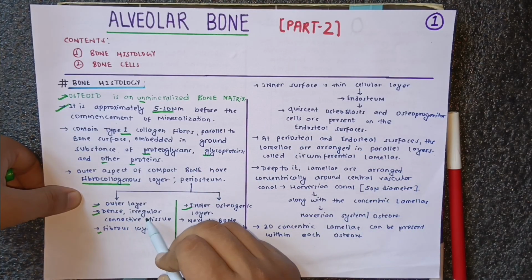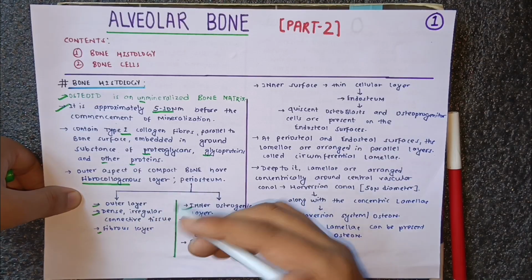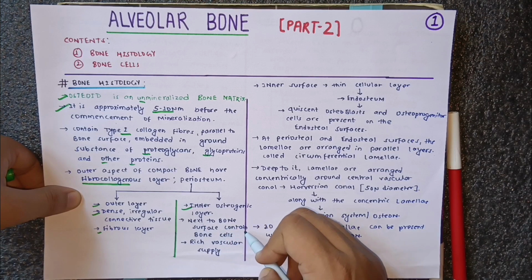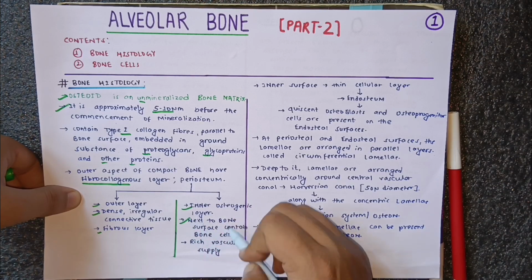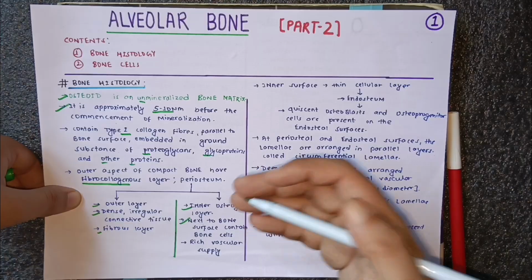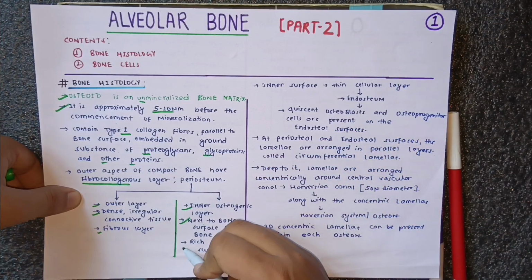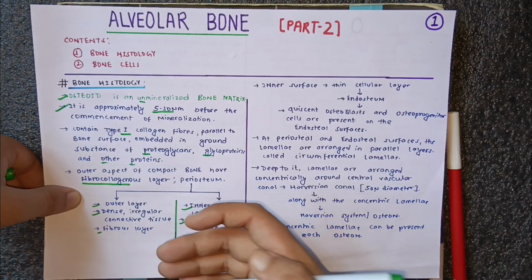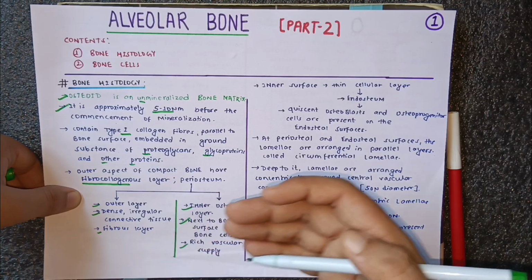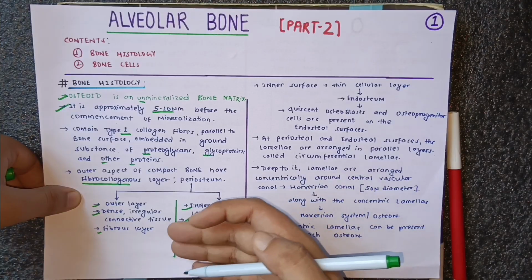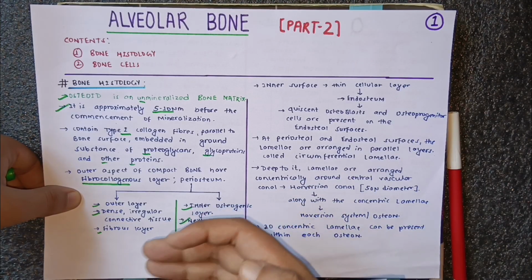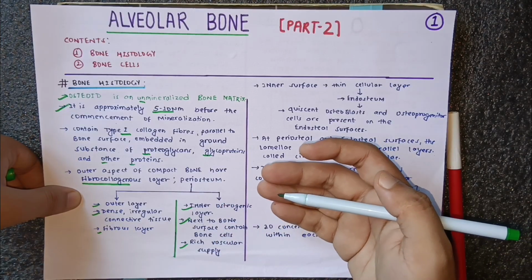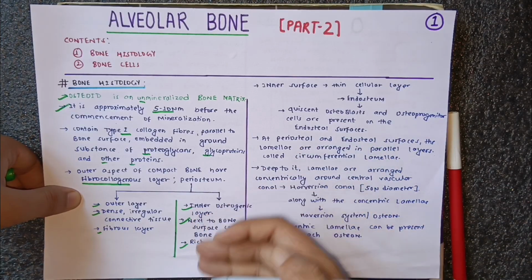Dense irregular connective tissue is present in the outer layer, while the inner osteogenic layer is next to the bone surface and contains bone cells, the osteoblasts and osteocytes. A rich vascular supply is also present in the inner osteogenic layer. So we have two layers in the periosteum: the outer fibrous layer with dense irregular connective tissue, and the inner osteogenic layer with a rich vascular supply and the bone cells.